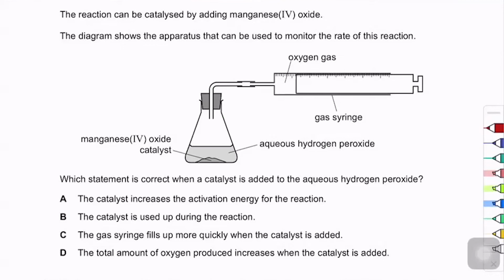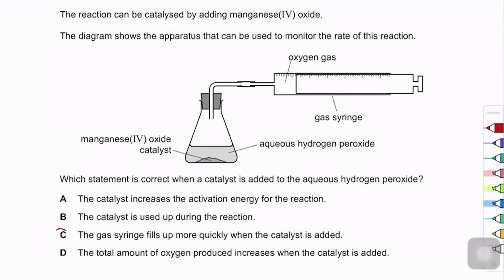Which statement is correct when catalyst is added? Okay, so catalyst increases the activation energy. No, catalyst decreases the activation energy. Catalyst is used up. No, that's the whole point of a catalyst. It is regenerated and can be used multiple times. Gas cylinder fills up more quickly when the catalyst is added. What does that mean? It means the reaction is faster. So that's the whole point of using a catalyst, right?